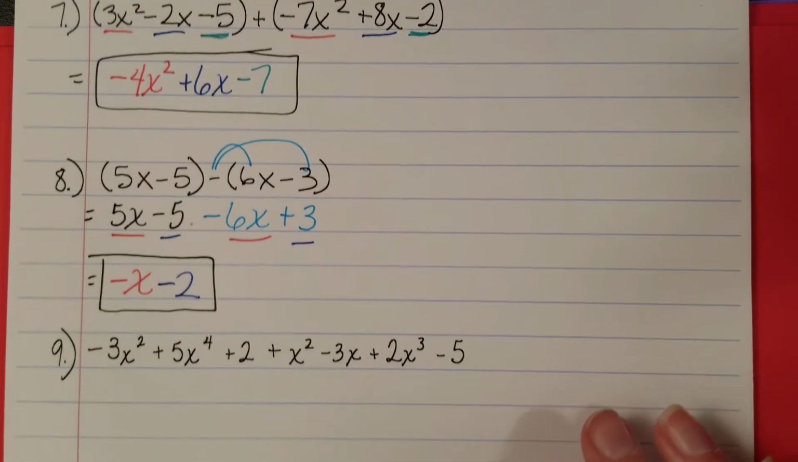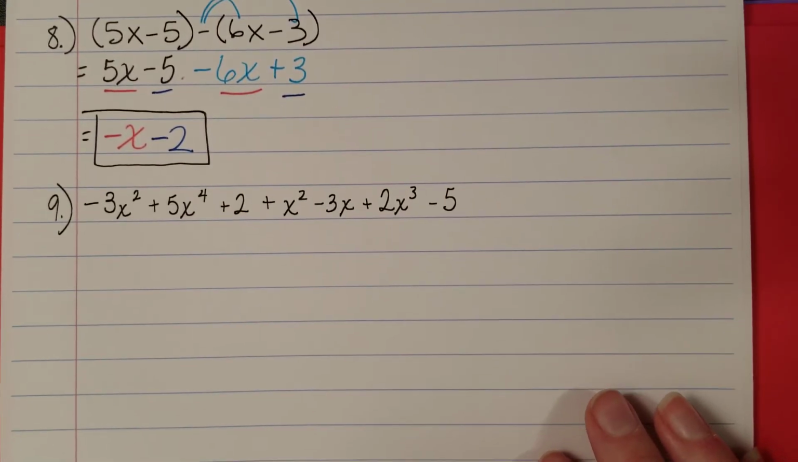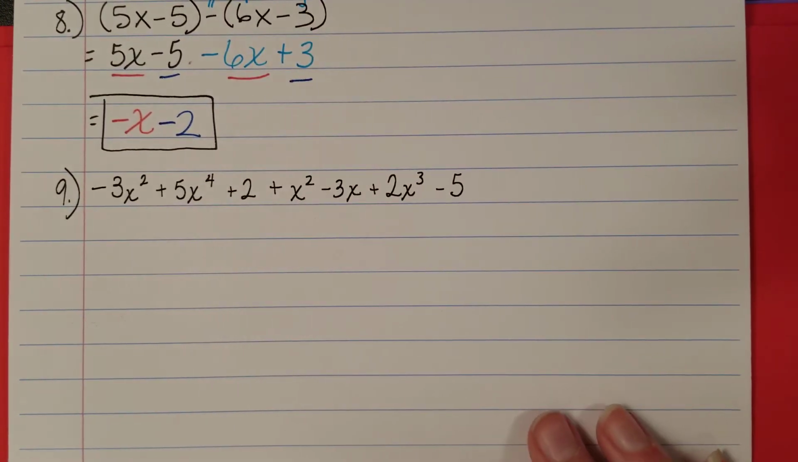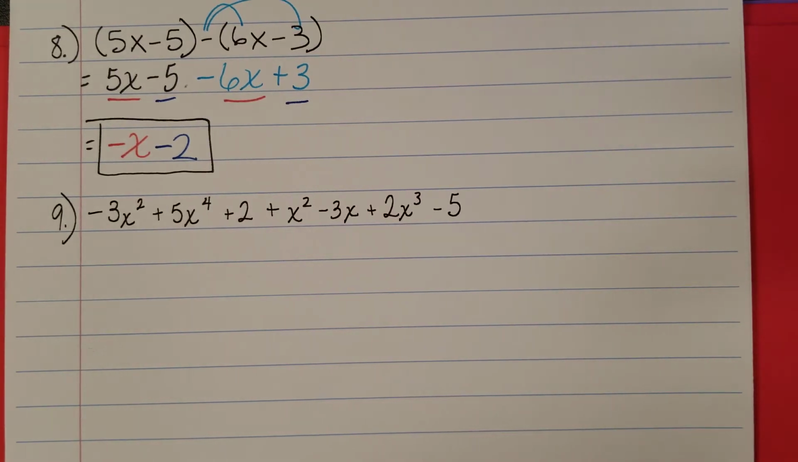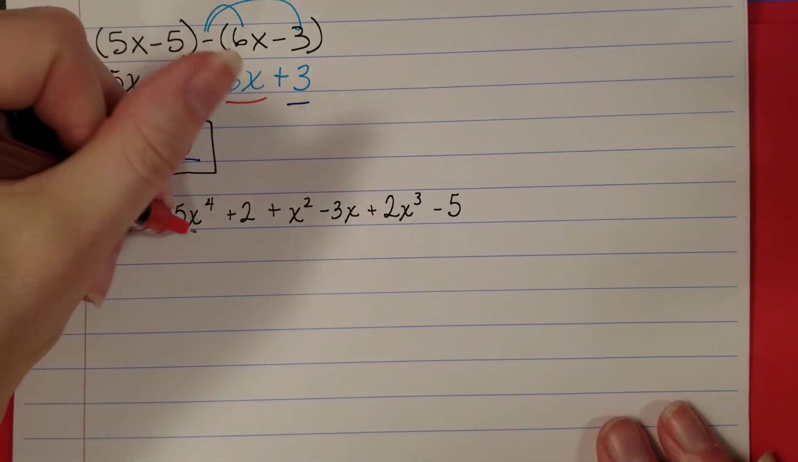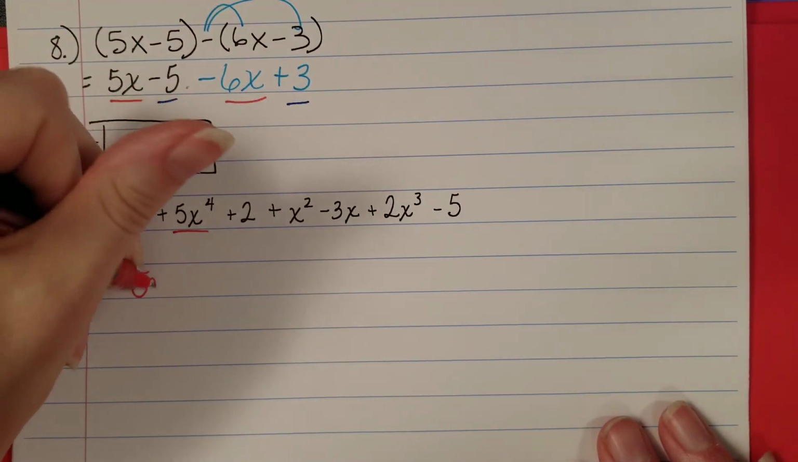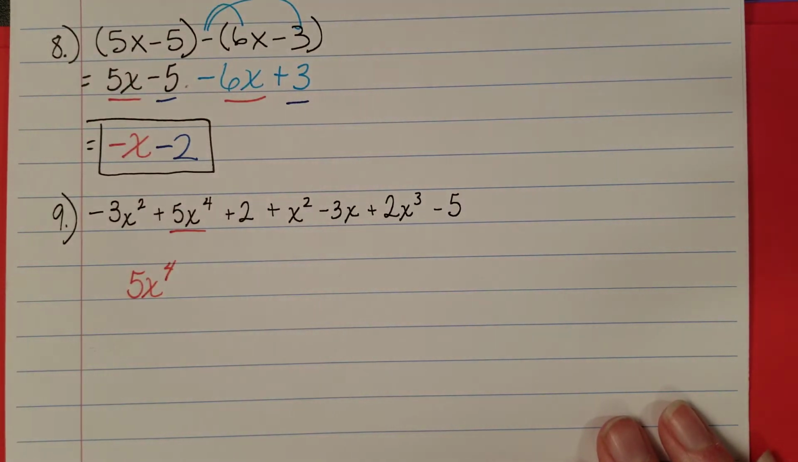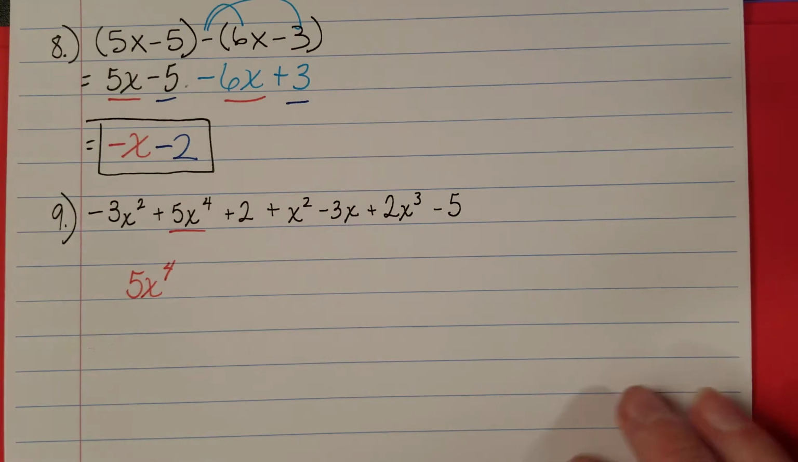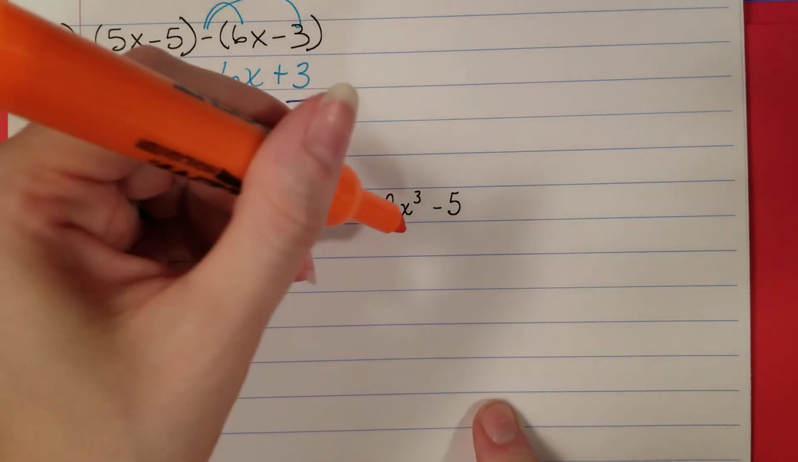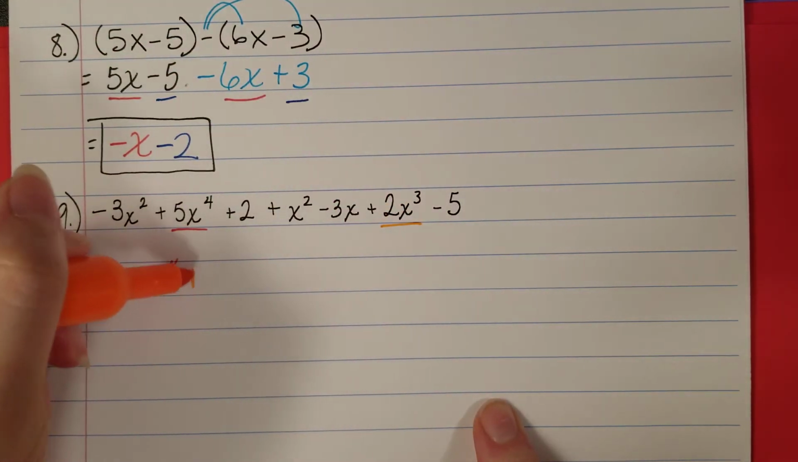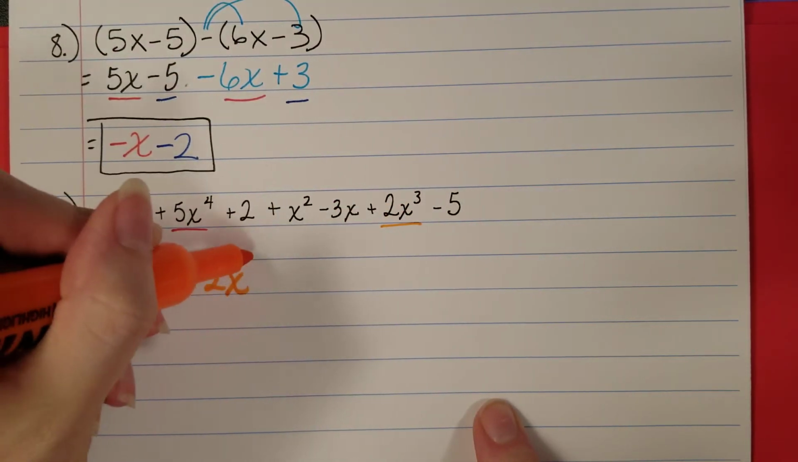All right, and then number 9, we're just going to combine the like terms. So we also want to have them in order of descending exponents. So the highest exponent I see is x to the fourth, and there's only one of those. So I'm just going to bring that down first. Then next I do see x to the third. Again, only one of those. So I'm just going to bring that down. So plus 2x to the third.